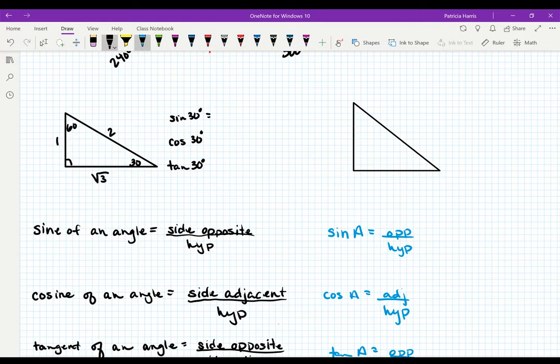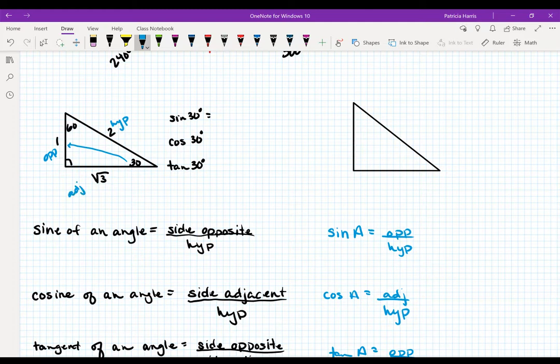Okay, now, usually what I have students do is label the hypotenuse first, because the hypotenuse never changes. The hypotenuse is always the hypotenuse. It's the longest side that's opposite the 90-degree angle. Now, depending on what angle you use, that's going to change who your opposite side is and who your adjacent side is. So since I'm using the 30, the 1 will be the opposite side, and then the radical 3 would be the adjacent side.